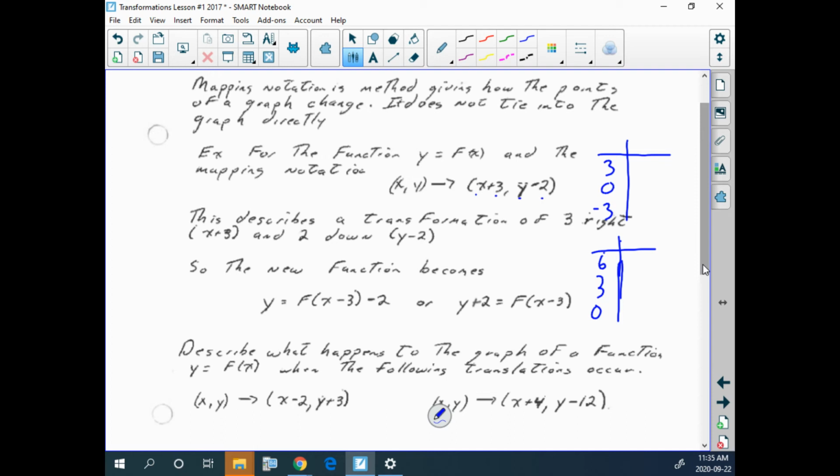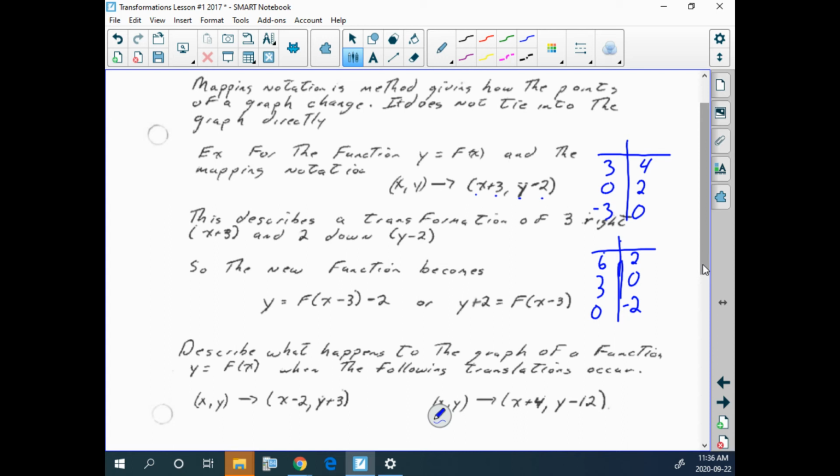So this is a 3 to the right, and if I had 4, 2, and 0, because I'm lazy, I'm going to end up with 2, 0, and negative 2, because I'm subtracting 2 from each of the y coordinates. Now, this is going to be different than what we see on our function notation. What we have here, we have to first say, okay, this is a 3 right and 2 down, because that's what they're telling us to do.